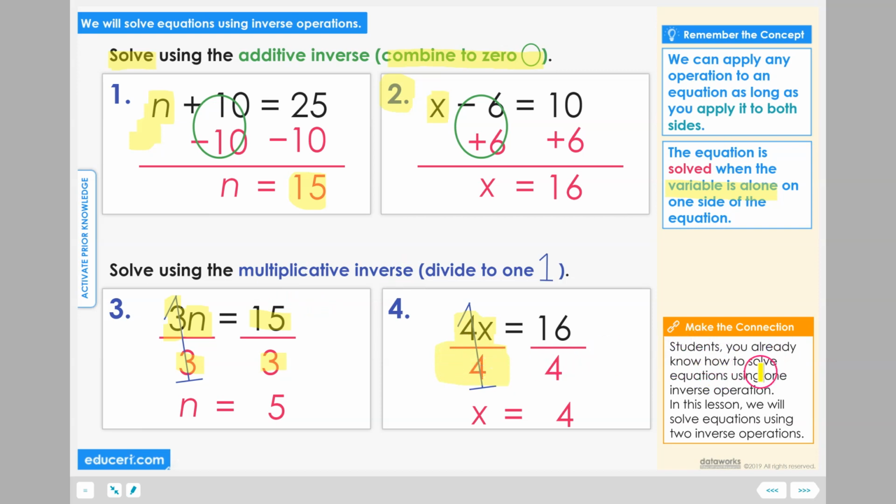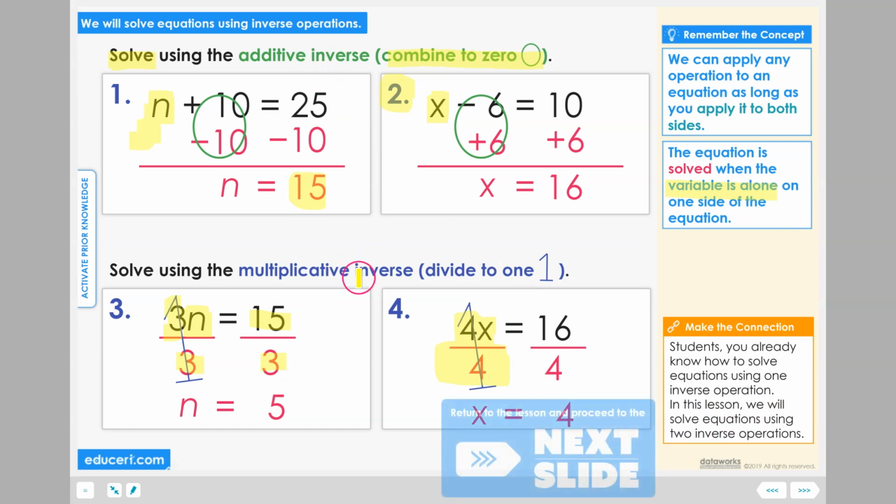You already know how to solve equations using one inverse operation. In this lesson, we will solve equations using both of these inverse operations.